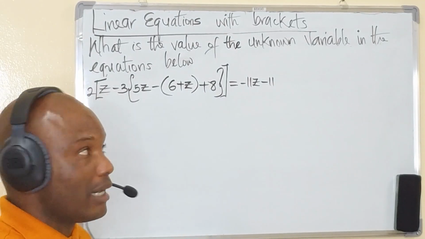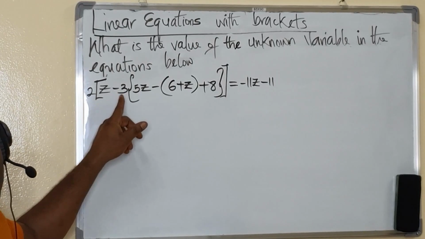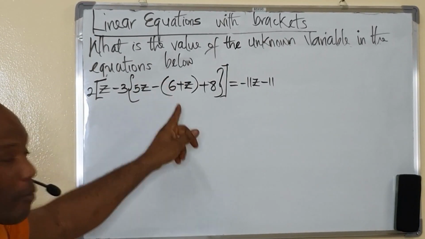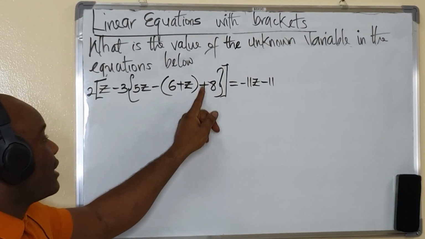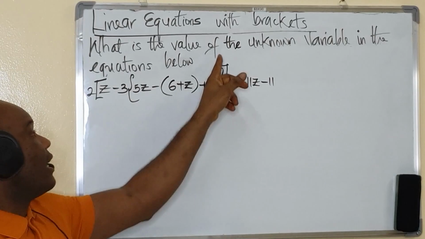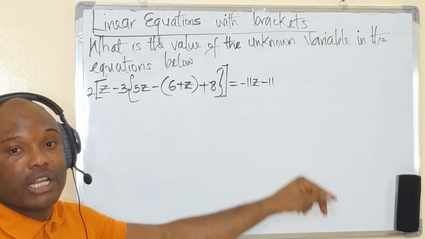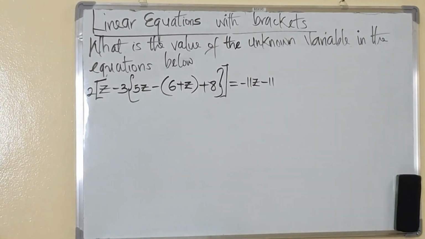Our third and last example for today says 2 open a big bracket z minus 3 open a curly bracket 5z minus open a smaller bracket 6 plus z close the bracket plus 8 close the curly bracket and close the big bracket is equal to negative 11z minus 11. This is quite bogus, but we can break it down in bits to make our work easy.